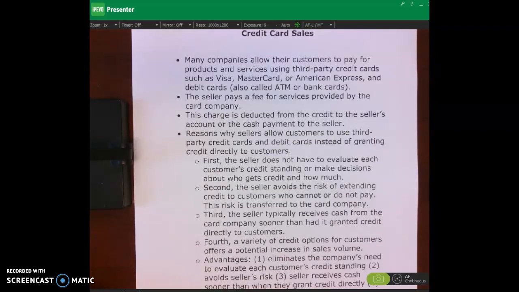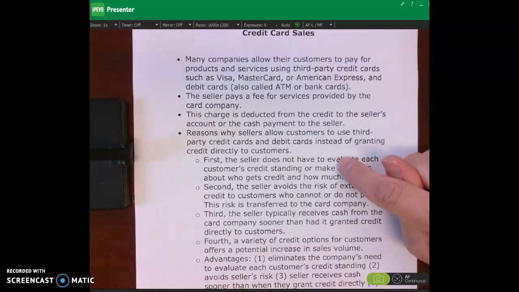And that makes a lot of sense, right? Because a restaurant doesn't want to be in the business of checking everybody's credit and coming and asking, hey, did you pay your bill? Did you pay your bill? They need cash right away. So that's what I'm saying right over here. Why companies use credit cards.